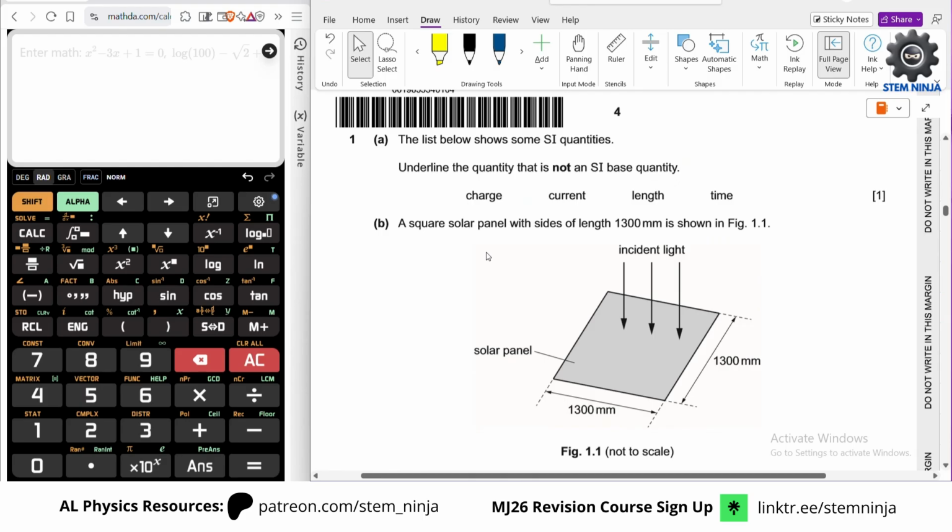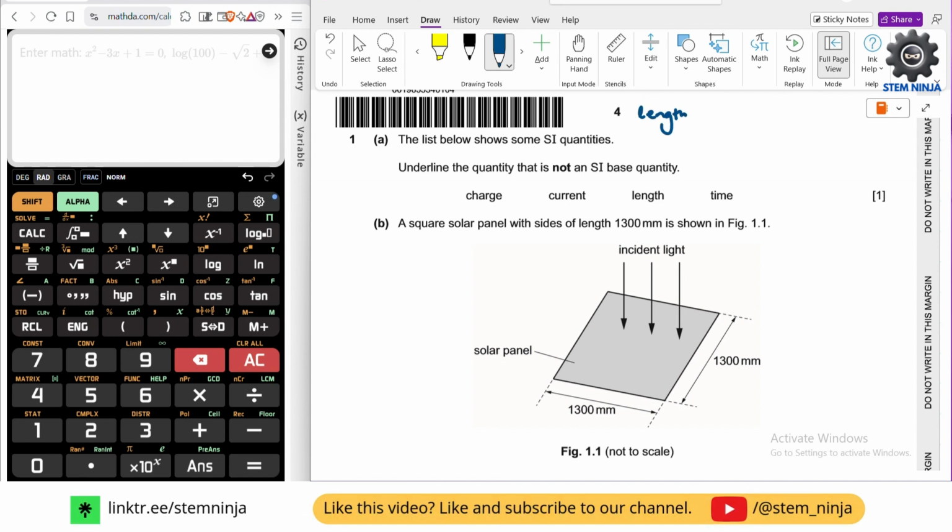Question number 1. The list below shows some SI quantities. Underline the quantity that is not an SI base quantity. So base quantities include length, mass, time, current, temperature, amount of substance, and luminous intensity.